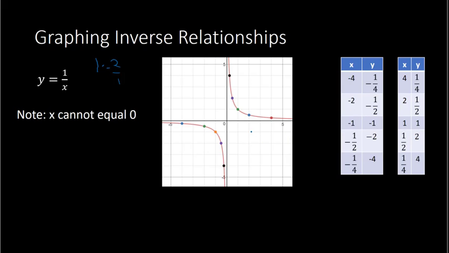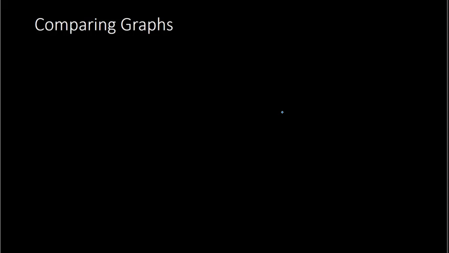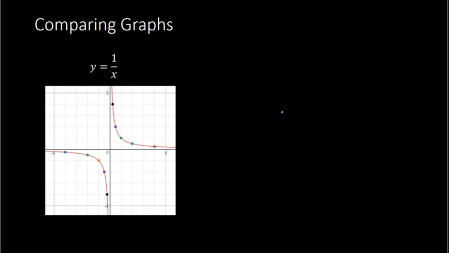So this graph has a special name given to it. And this graph is called a hyperbola. All right, so anything that looks like this is a hyperbola. Now let's take a moment and compare graphs. So if we had y equals 1 over x, we have this graph as we just showed.